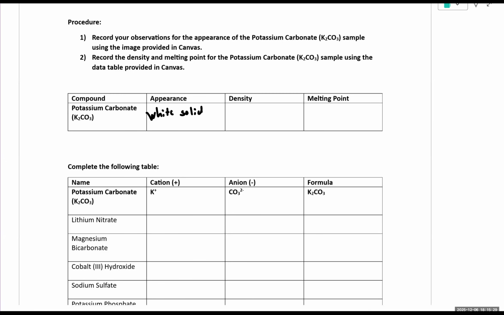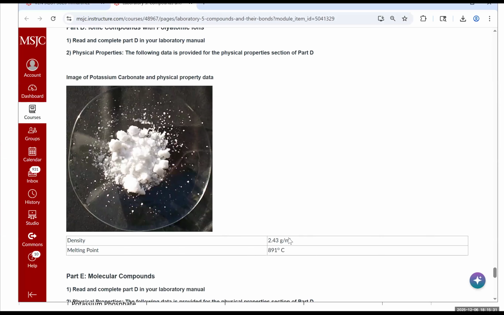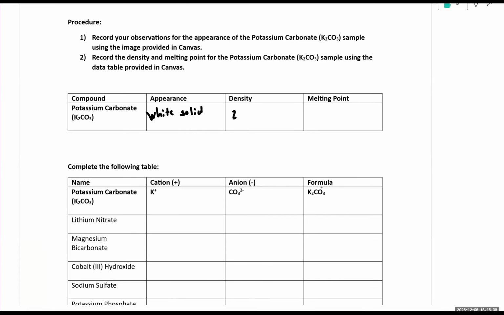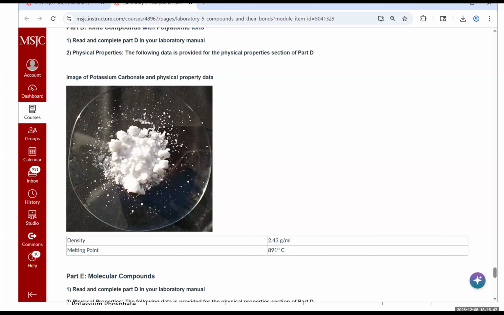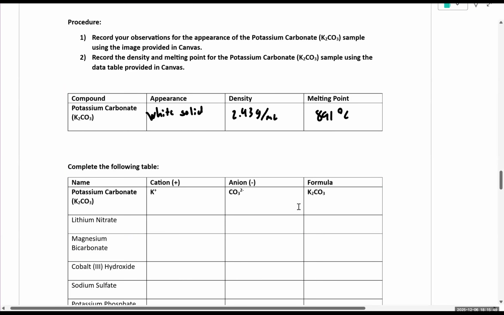Let's record its density now, which is 2.43 grams per mL, and its melting point is 891 Celsius. Let me just make sure I recorded that correctly, and that I did. Okay, wonderful.